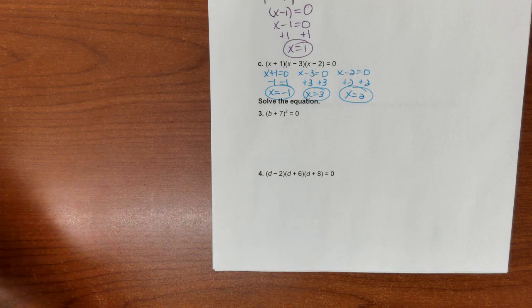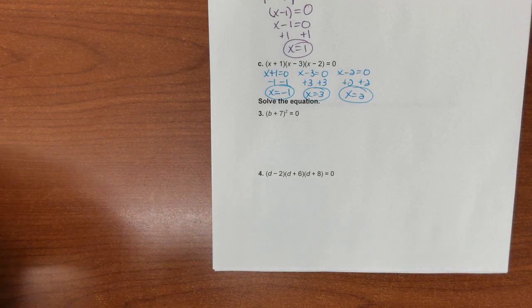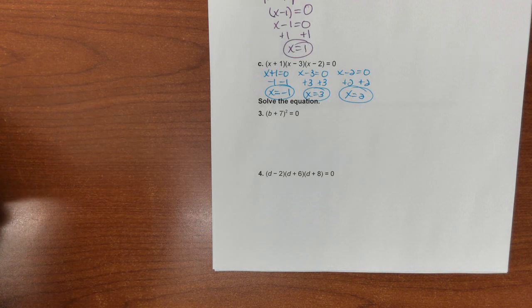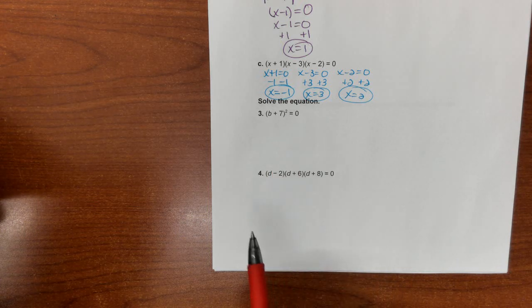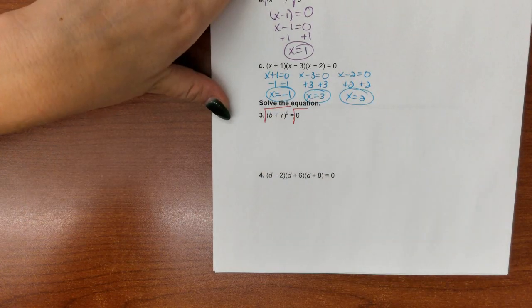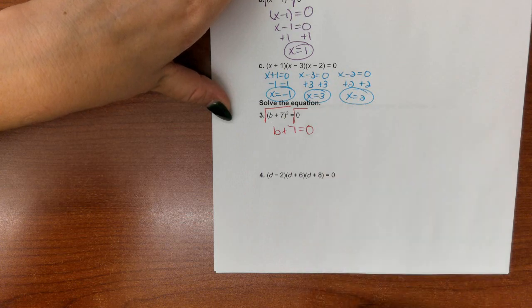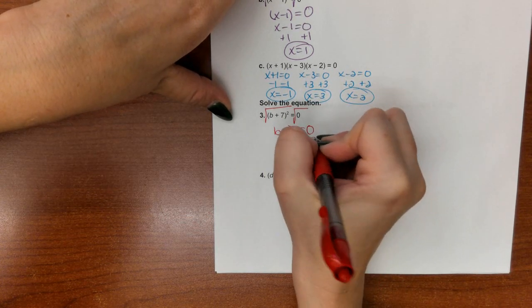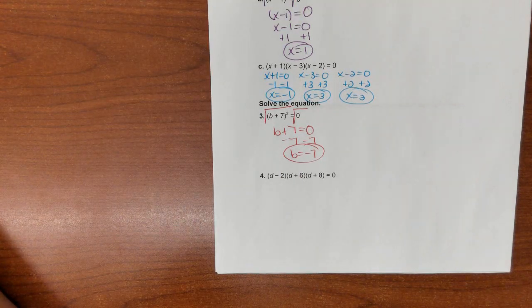So you try these bottom two. Go ahead, pause the video, and see what you come up with. So for number 3, we see we have a square we have to get rid of. We'll get rid of it with a square root. And this becomes b plus 7 equals 0. Subtract 7, and b will be negative 7.